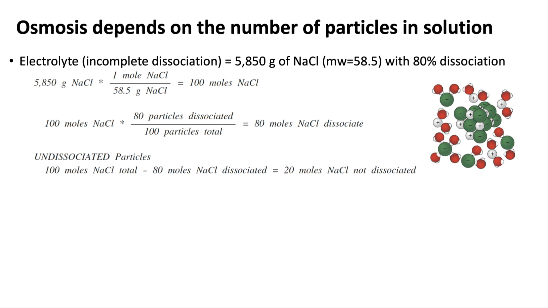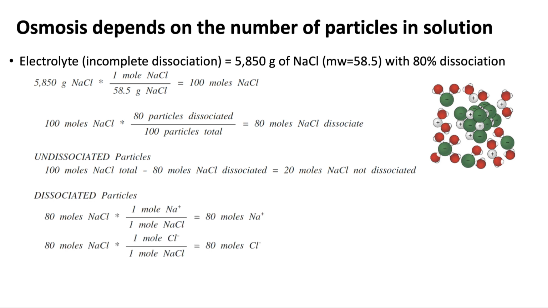Okay, so let's figure out how many molecules then didn't dissociate. If we started with 100 molecules, and subtract the 80 molecules that will dissociate, that means we have 20 moles of sodium chloride that did not dissociate. Don't forget about that. They're still there, clumped in the middle, surrounded by the ions that did dissociate. But we have 20 moles of sodium chloride that did not.